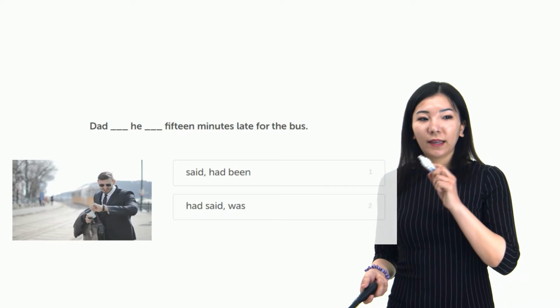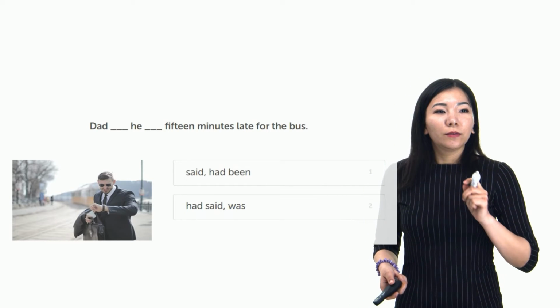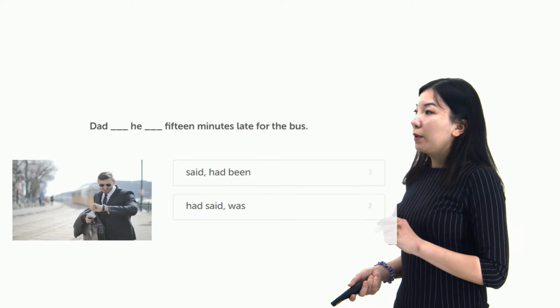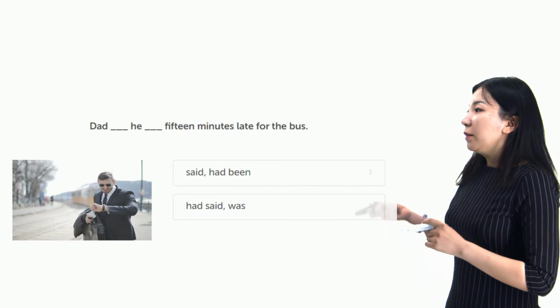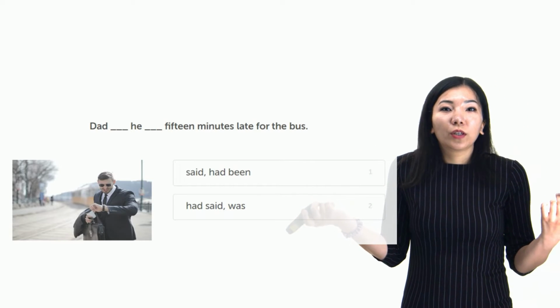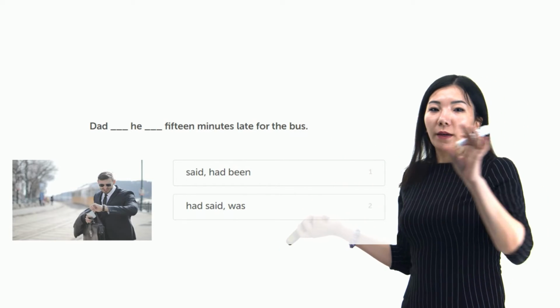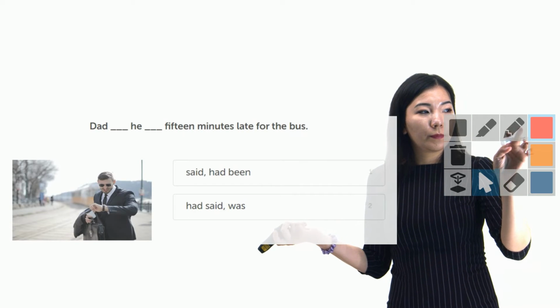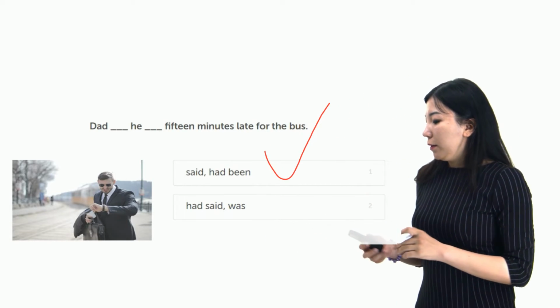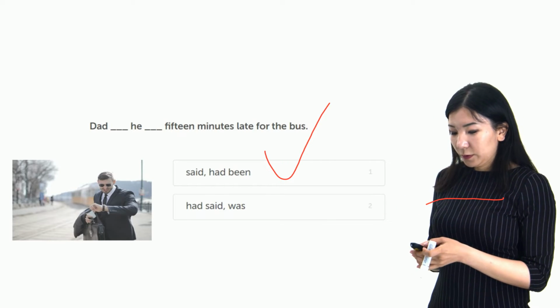Dad said he had been 15 minutes late for the bus. So because the first action is that he was late for the bus. Okay. The first one is the correct one. Next one.